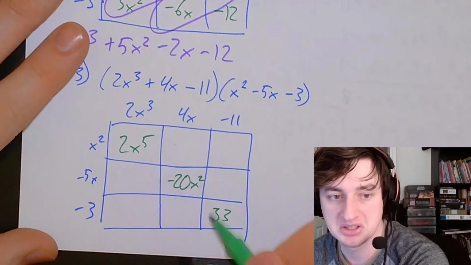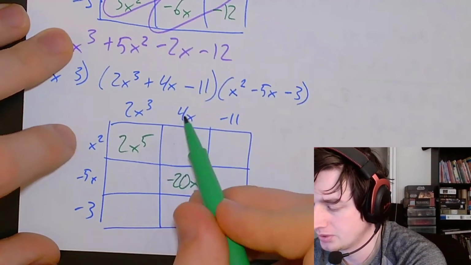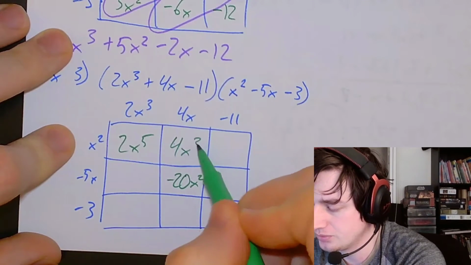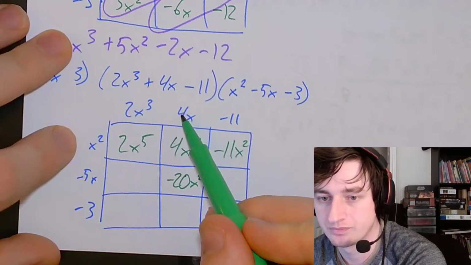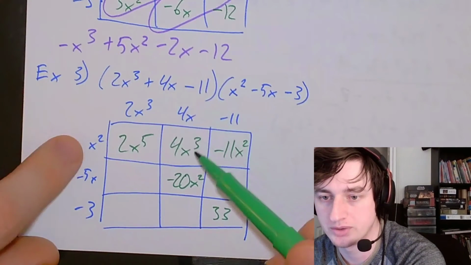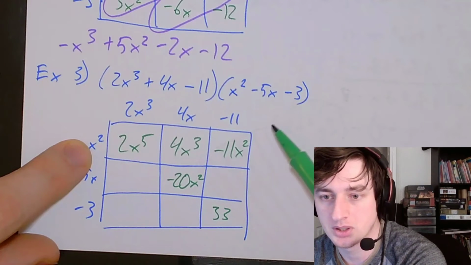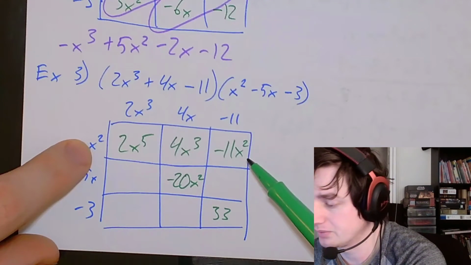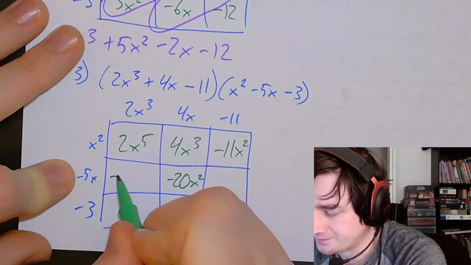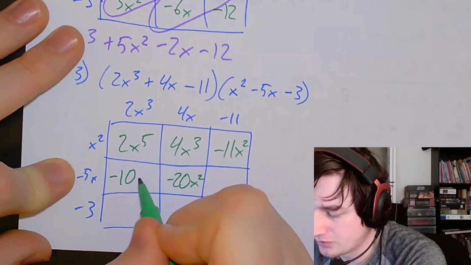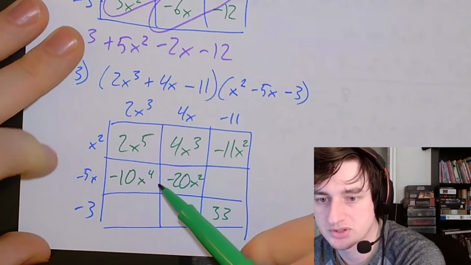Just fill in the pieces. The order here doesn't matter. So I'm going to go horizontal the other way. 4x cubed minus 11x squared. So no number here, so it's just a 4 times 1, so 4. And then we have 3x's making x cubed. And then 11 times x squared. And then negative 5x. 10x to the 4th. X cubed times an x gives us x to the 4th.